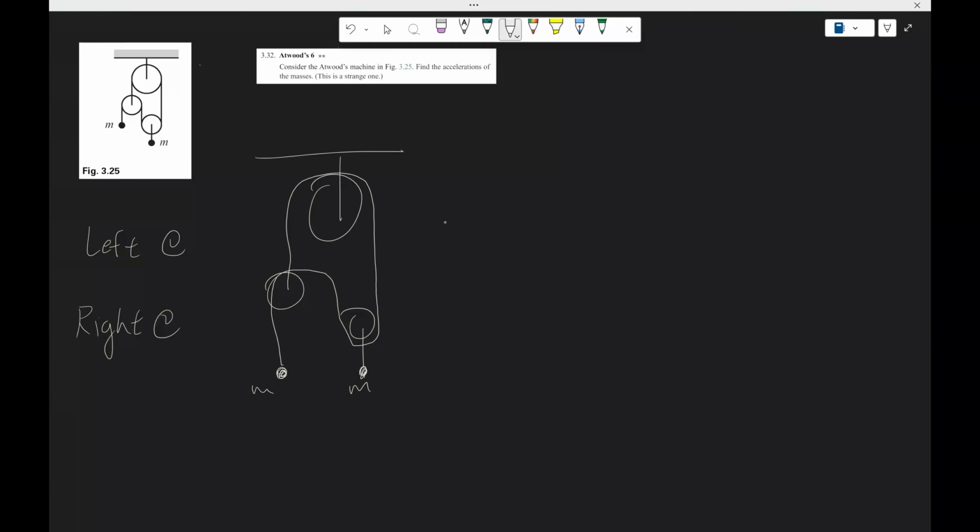So what do we know about this system? Well, we know that this string is massless, and it is continuous. So there's only one single piece of string. And so this implies that tension is constant. Because if tension isn't constant along this string, then it will result in an infinite acceleration of one of these massless segments, which is impossible. And so that's why tension is always constant along the string.